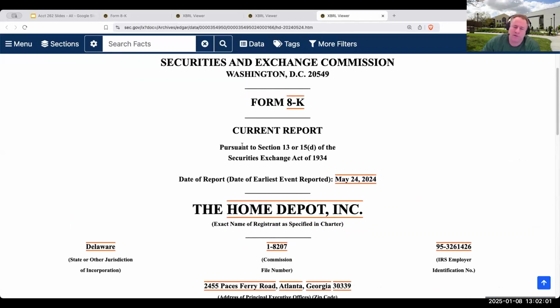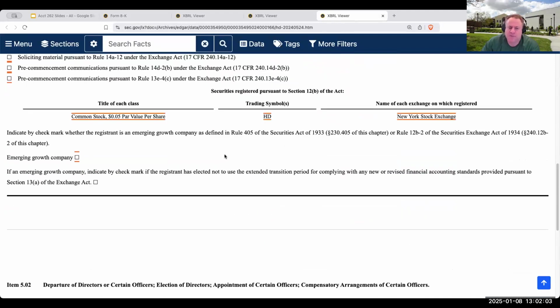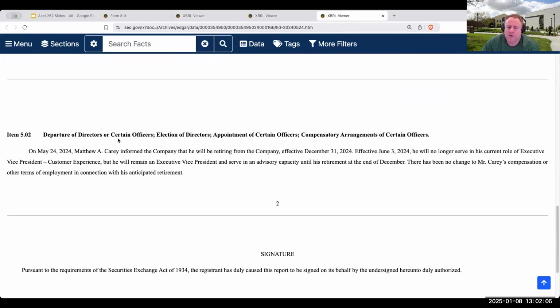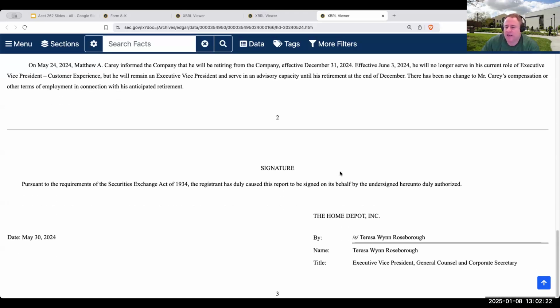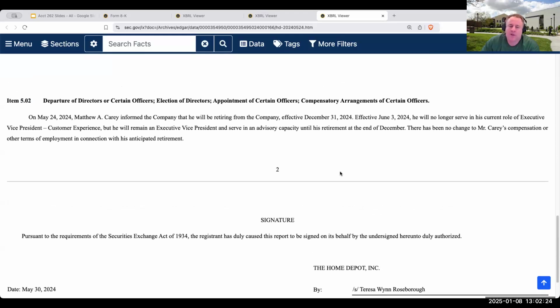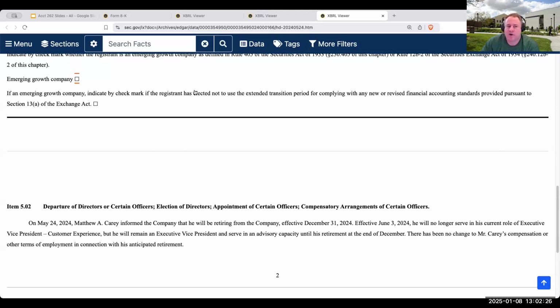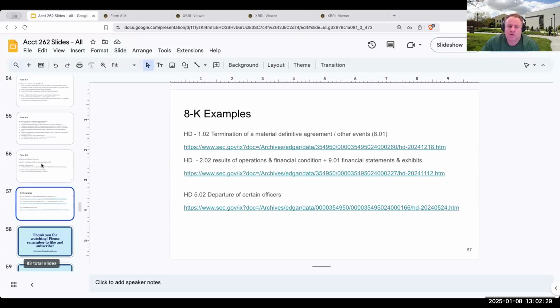And then let's take a look at this last one for the Home Depot, and I'll link all these in the video. It's basically departure of certain directors. He informed the company he'll be retiring effective December 31st, 2024. And then he will no longer serve in his current role of EVP customer experience, but he'll remain executive vice president and serve in an advisory capacity. There you go. So if someone's stepping down from the board, then that is going to be on a Form 8-K.